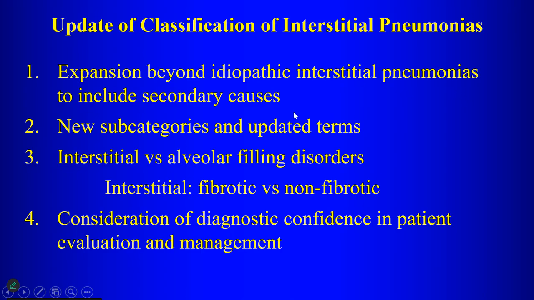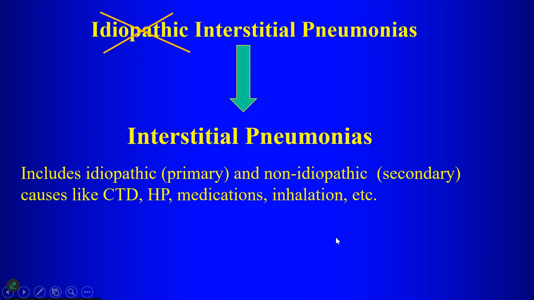Extension beyond idiopathic interstitial pneumonias to include secondary causes. Now they've lumped everything with interstitial lung disease, new categories and updated terms. They've separated interstitial versus alveolar filling disorders. I mean, we've always done that. We've talked about that already. But they've also divided interstitial disorders. They can have fibrotic forms and non-fibrotic forms. We kind of talked about all that too. And some consideration of diagnostic confidence in patient evaluation and management.